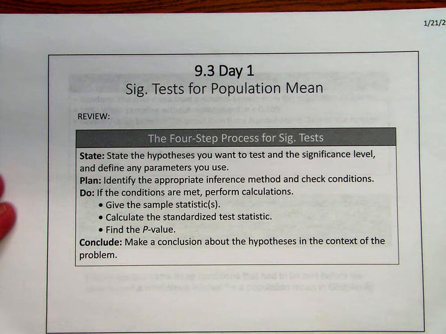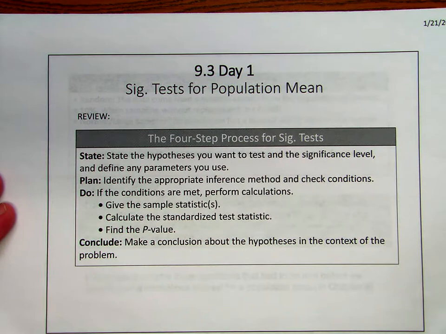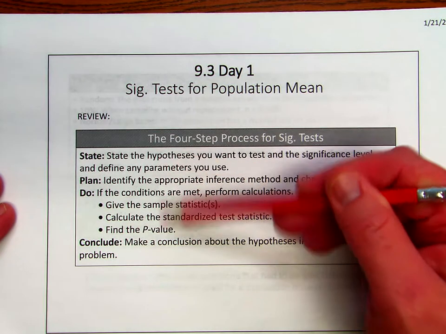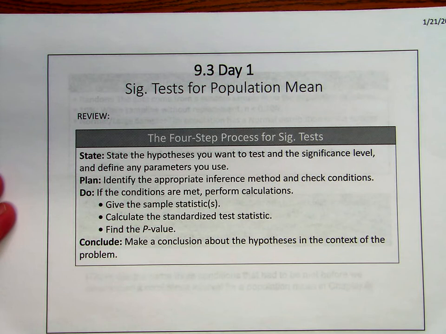Unless you're told otherwise, on an AP free response question, if you are asked something to do with a significance test, it's assumed that you're going to show the 4-step process. As I've said several times prior to today, they don't necessarily have to be labeled state, plan, do, conclude, but all the stuff that's included here needs to be in that free response question.